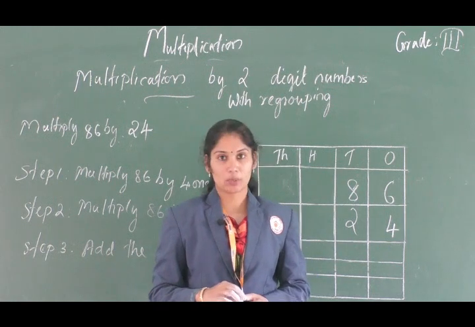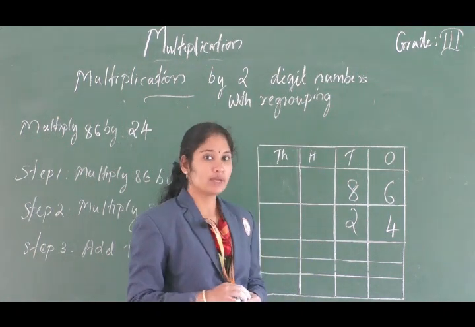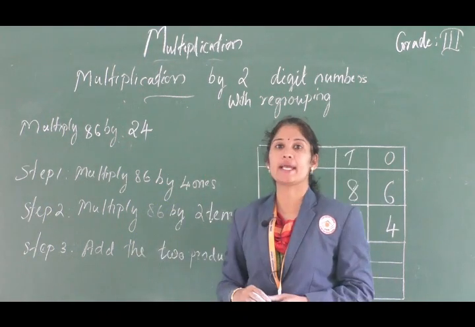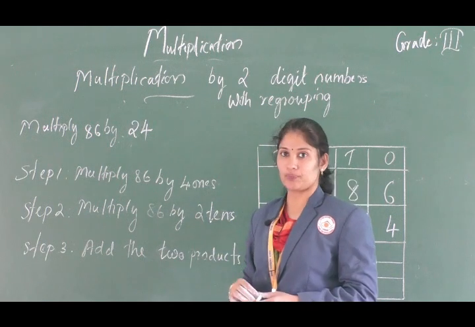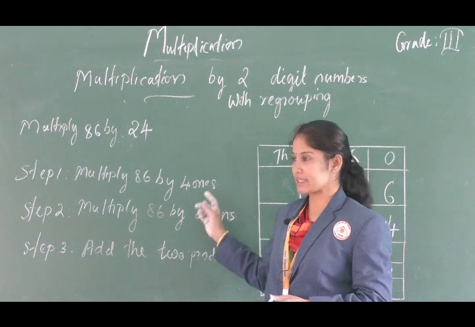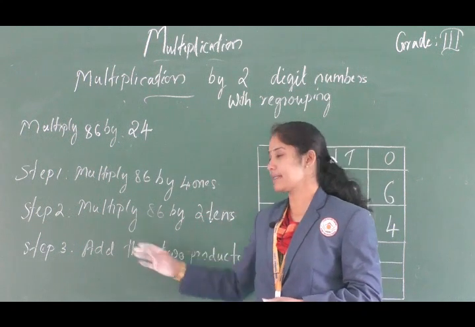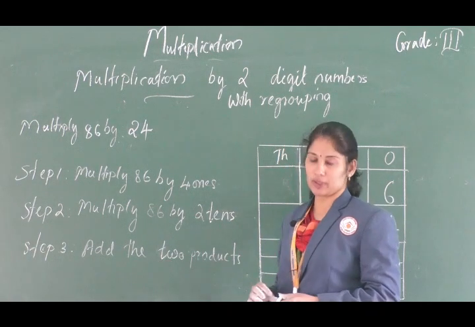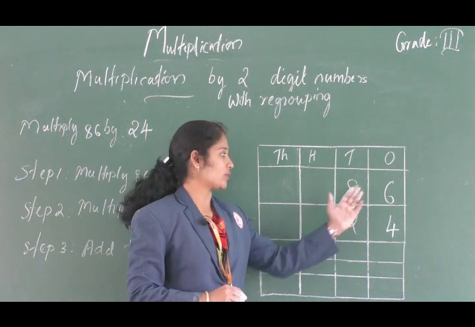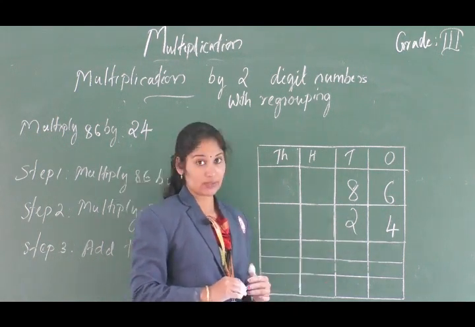Children, our next topic is multiplication by 2-digit numbers with regrouping. Let's take an example. Multiply 86 by 24. Step 1, multiply 86 by 4 ones, step 2, multiply 86 by 2 tens, and step 3, add the two products. We can write the number in a place value chart. First, we have to multiply which place? Yes, ones place.